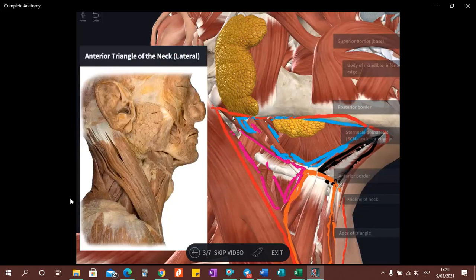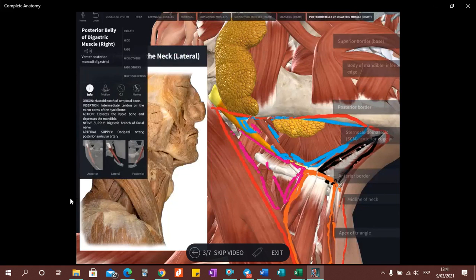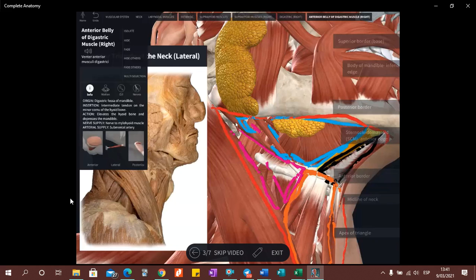So here's the inferior border of the mandible, here's the posterior belly of the digastric, and here's the anterior belly of the digastric. So this is your submandibular triangle. Then you have the carotid triangle.